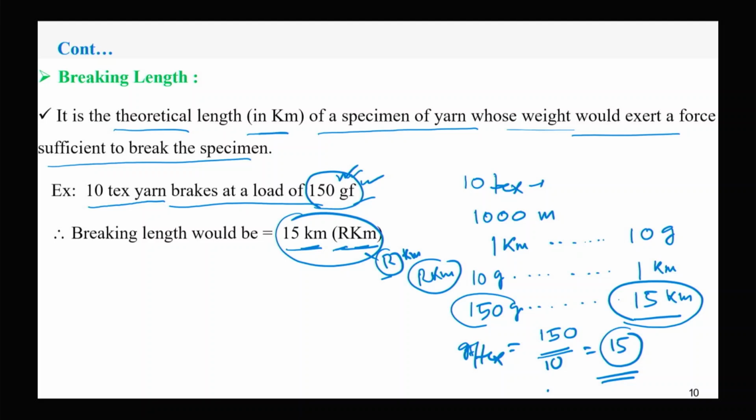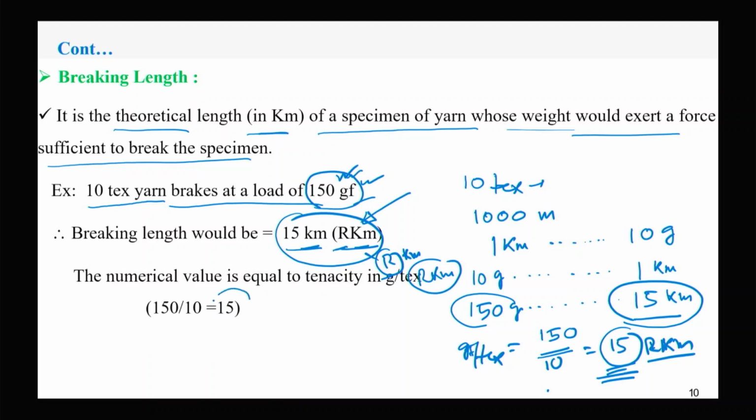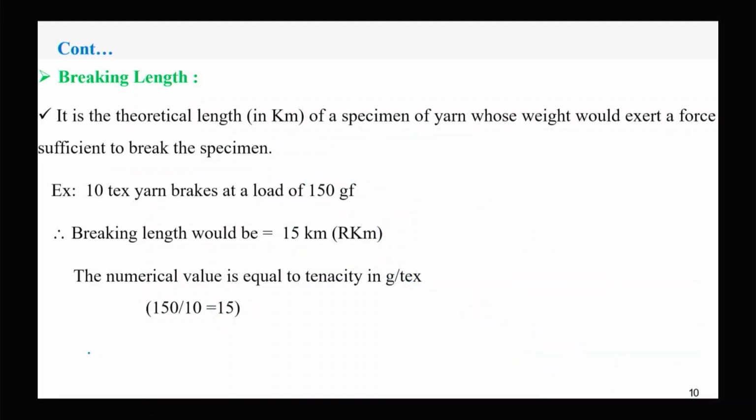So that's why in the yarn specification we will see the strength specification, we see the RKM value. We hear the term RKM. RKM means the breaking length, but we don't measure the breaking length, we measure the tenacity in terms of gram per tex, and we simply call it as this is the RKM value. So they are the same numerical value in gram per tex.